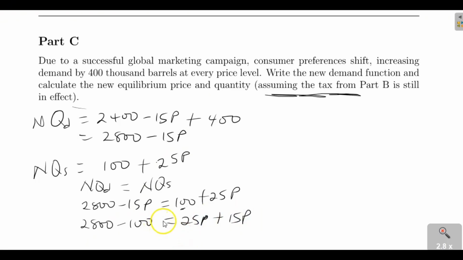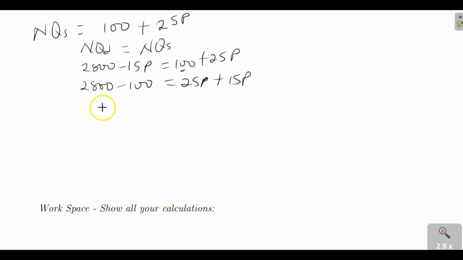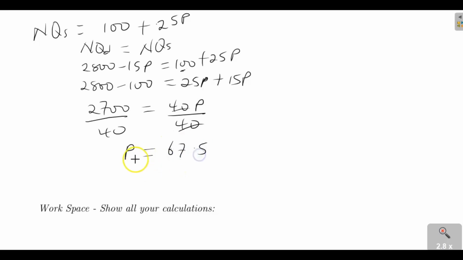Of course, here too, the goal is to find the value of p. What is 2,800 minus 100? That is 2,700 equals 40p. We need the value of p, so we divide both sides by 40, and the 40 cancels itself. So p is 2,700 divided by 40, and that is 67.5. So the new equilibrium price that we have found as a result of the increase in demand is the price that the consumers are going to pay, right?